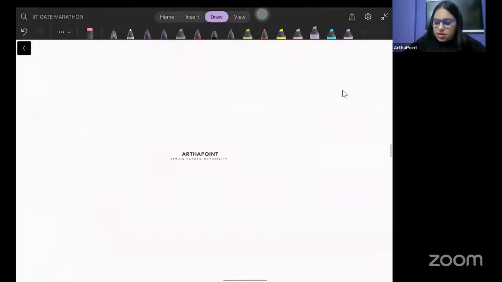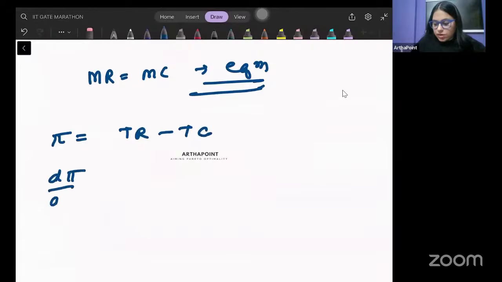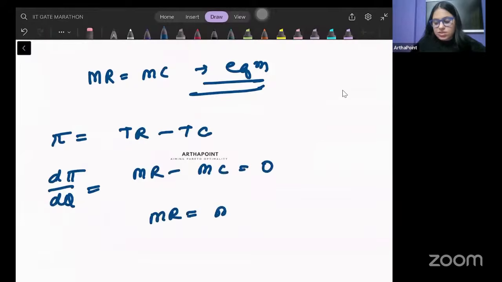But whether it is a competitive market or not, MR is always equal to MC at equilibrium. ये तो मेरी profit maximization condition है. My profit is equal to TR minus TC. So if I maximize my profit, I will get MR minus MC equal to 0. So I will have MR equal to MC only.